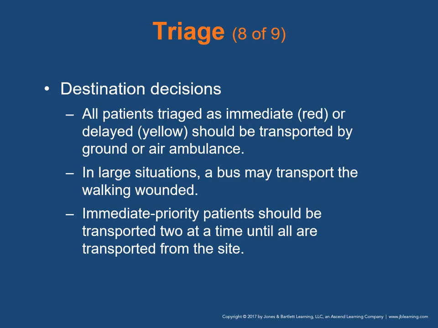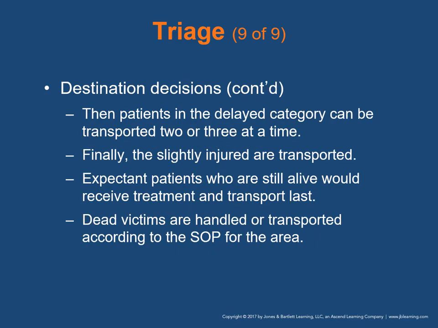Immediate priority patients should be transported 2 at a time until all are transported from the site. Then patients in the delayed category can be transported 2 or 3 at a time until all are in hospital. Finally, the walking wounded are transported. Expectant patients who are still alive, in other words, those categorized black or black tagged, would receive treatment and transport at this time. Dead victims are handled or transported according to the standard operating procedure for the area.